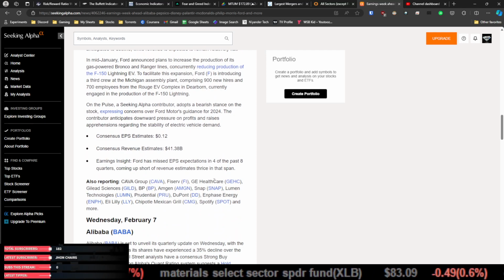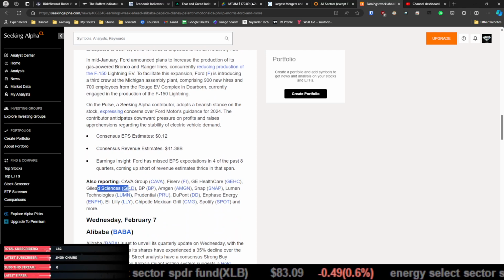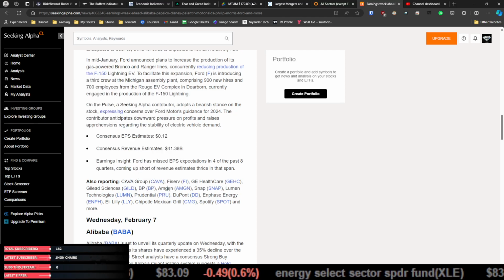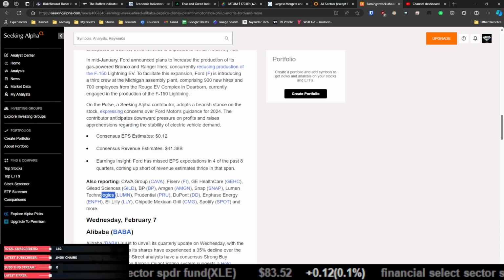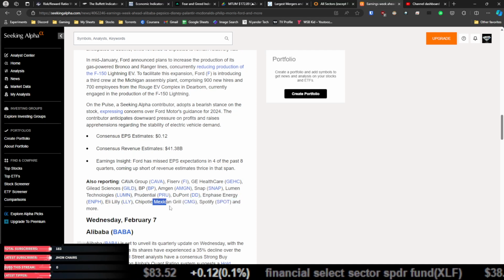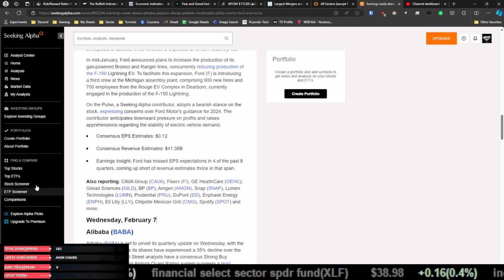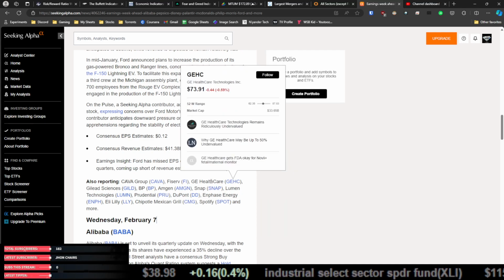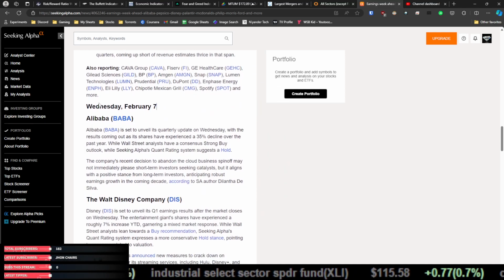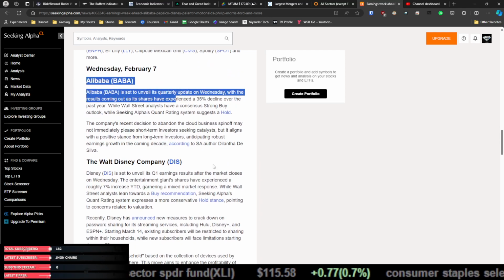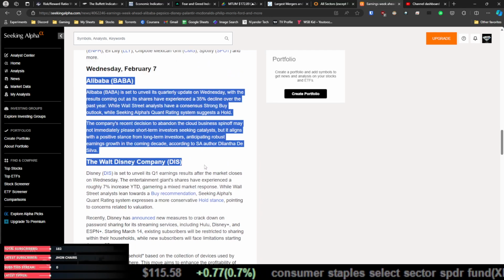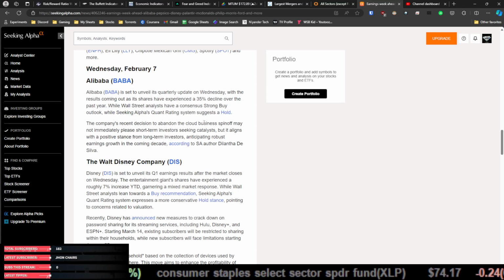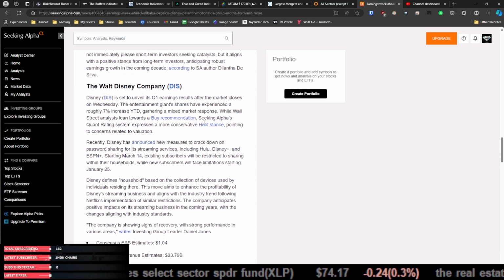On Tuesday, we also have Gilead Sciences, BP, Snap, Lumen Technologies, DoorDash. There's Eli Lilly that I was talking about, Chipotle, and Spotify, and tons more, obviously. Lots of good companies to keep an eye on. Wednesday we have Alibaba and Disney, right? Definitely two heavy hitters coming out on Wednesday.